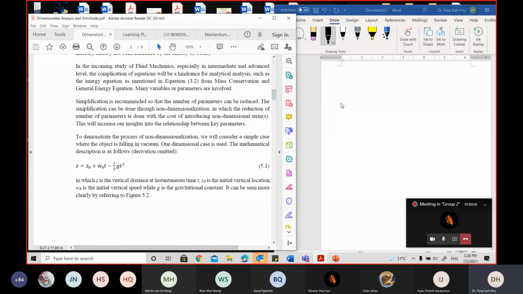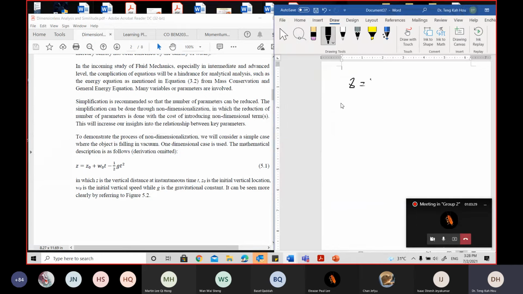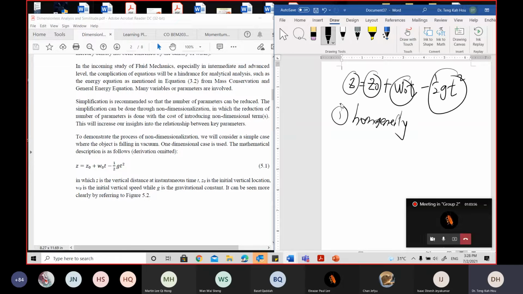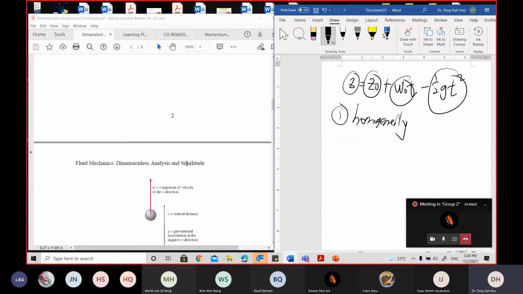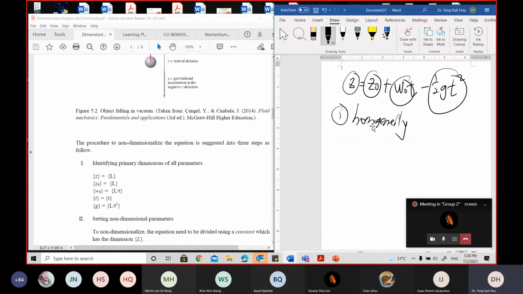You know that z equals z0 plus w0 t minus half g t squared. The first thing you need to do is prove that this is homogeneous. That means all these terms should have equal dimensions. Am I right? So how do you do that? I will show you now.